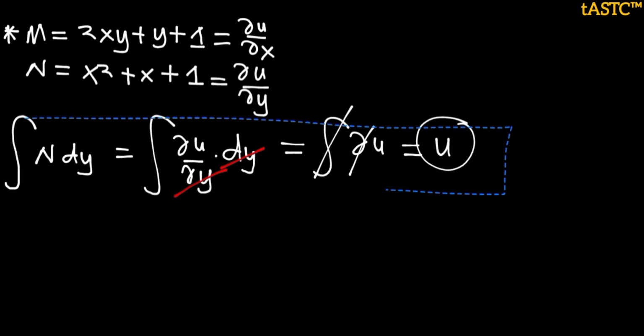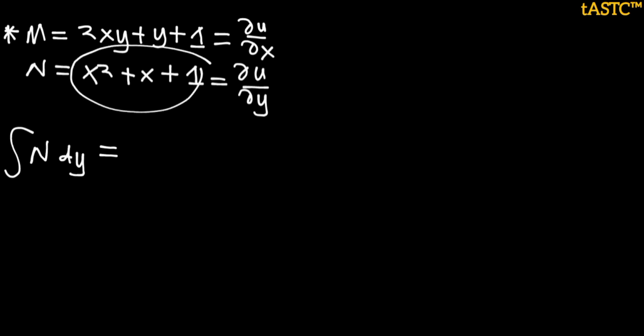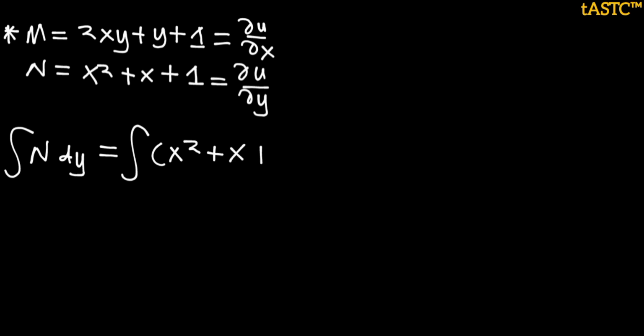So I'm going to take these out. Just hold these at the back. So that is going to be integral and dy. Now we know that n is equal to this stuff, which you see there. So this should be integral x squared plus x plus a 1 dy.